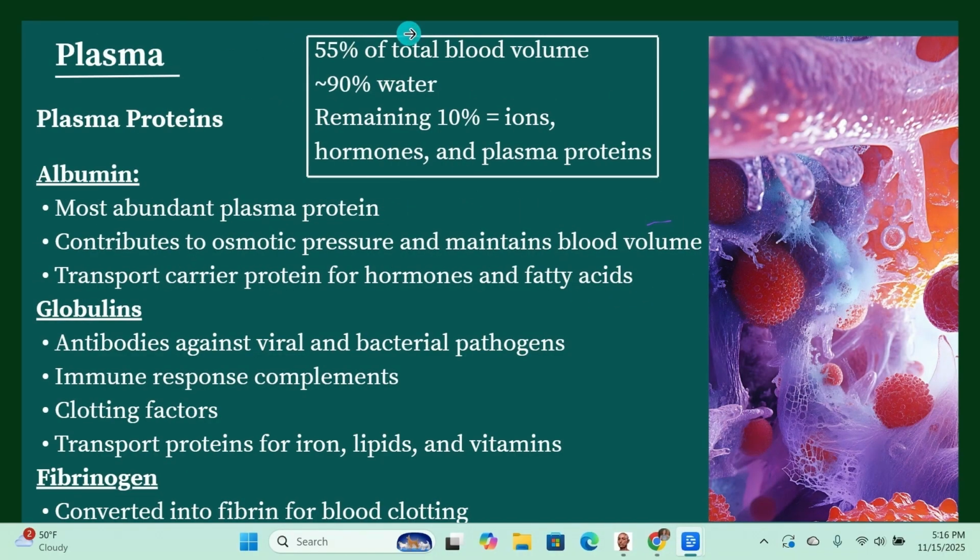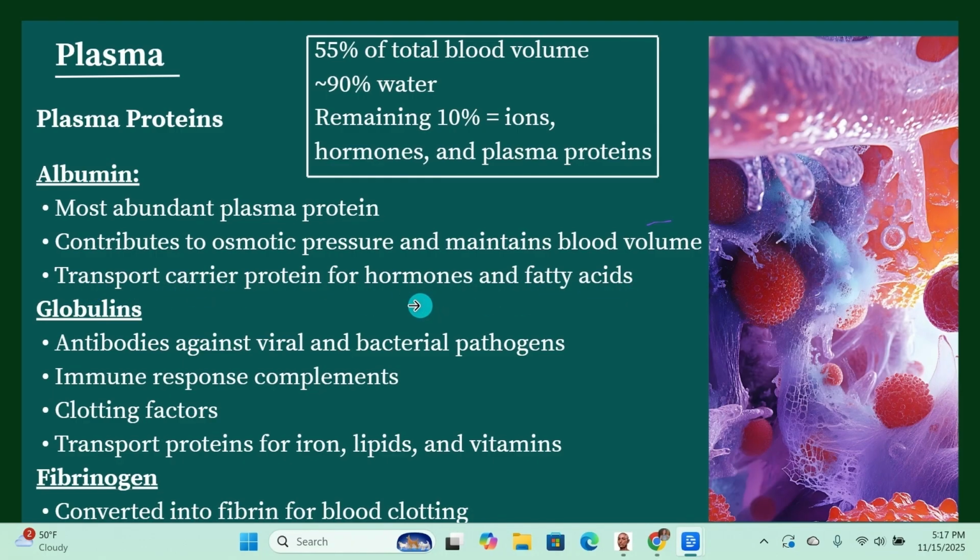Plasma is 55% of total blood volume. 90% of it is water, and the remaining are ions, hormones, and plasma proteins. All right, so here is a list of your plasma proteins. We have albumin, which is the most abundant. It contributes to osmotic pressure and maintains your blood volume. It's a transport carrier protein for hormones and fatty acids.